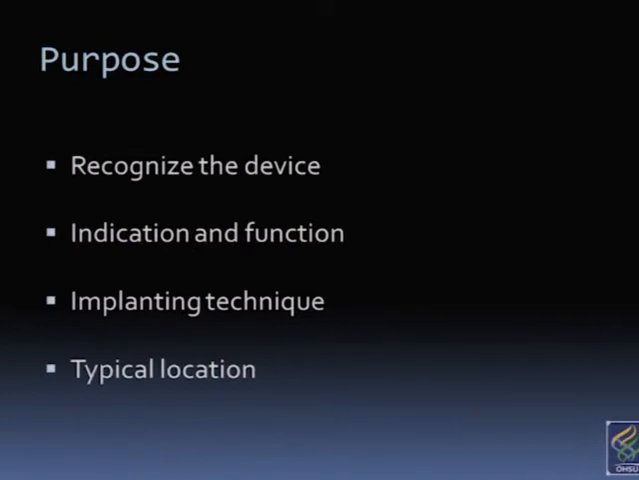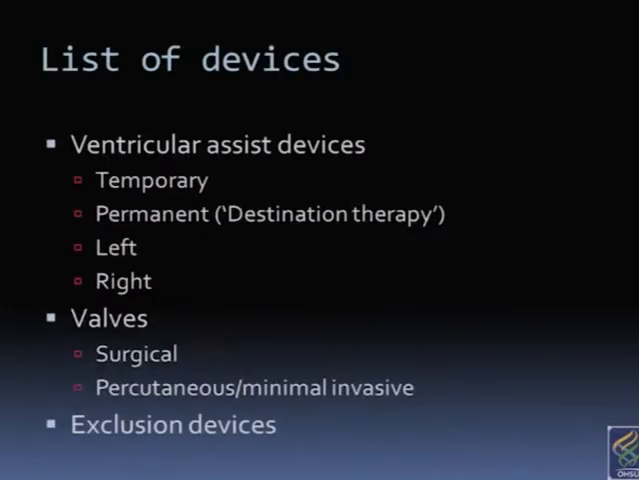The purpose of my talk is that you should be able to recognize the device on a chest X-ray. You should know its indication and function, how it was placed, how it got there, and the typical location. The devices that I will be discussing are ventricular assist devices, both for the left and right ventricle, both temporary and permanent devices. I will briefly touch on surgical valves and talk more about percutaneous or minimally invasively placed valves. And then lastly, I will discuss exclusion devices.